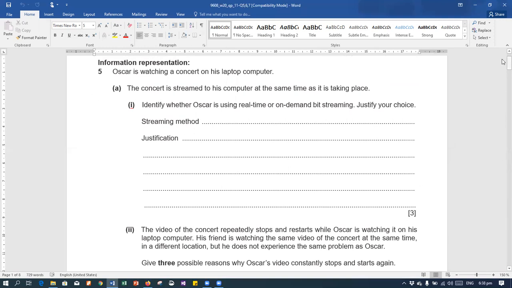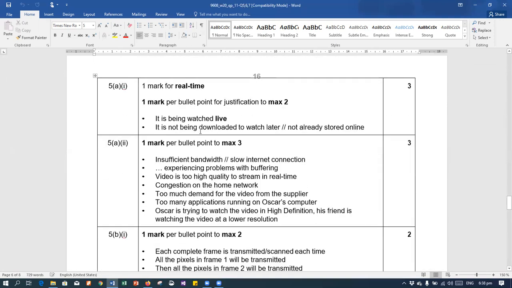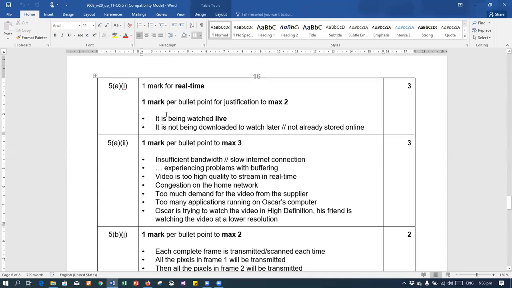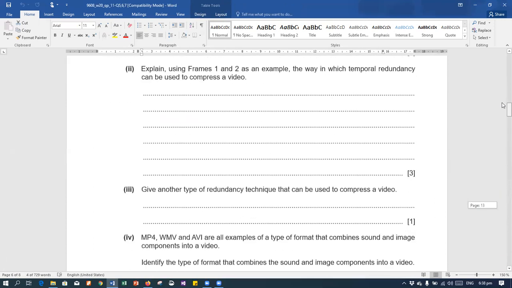Okay, so let's focus. I thought you were answering number 2 part, so I was moved towards that. I answered number 2. Okay, now see, you have identified the correct streaming method. That's real time, and it is being watched live, it is not being watched later on, and it all depends upon the broadband speed that you are using. Now part 2, what are the possible reasons?